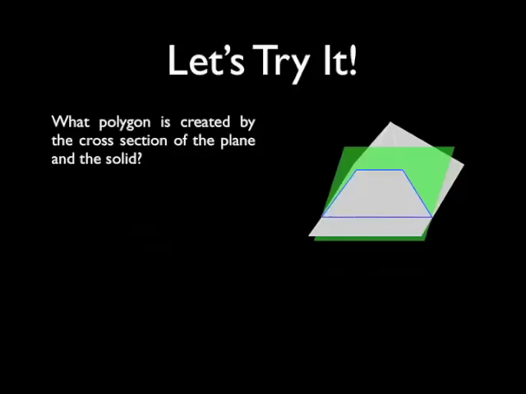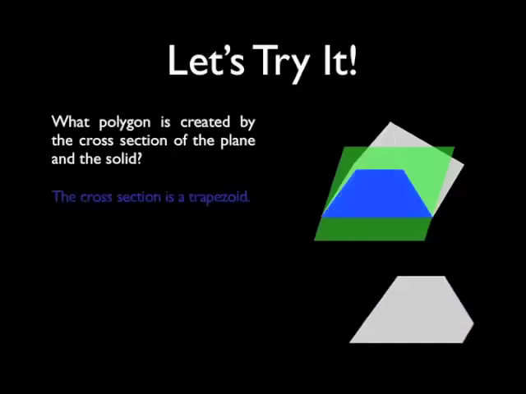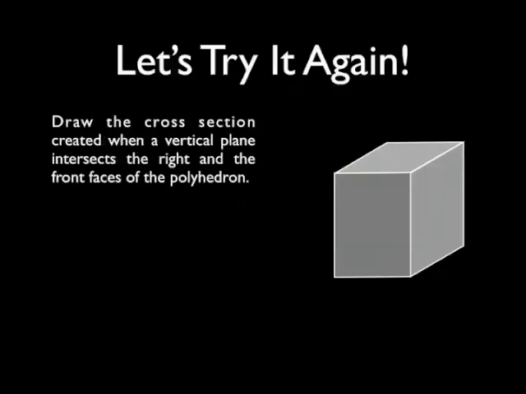Let's see what happens as we slice away the front of the face. Notice that that is indeed a trapezoid sitting there. That is probably the easiest way to create a cross section, to connect the dots according to where the plane slices into the figure. Let's try another one, but this time we are going to draw the cross section.